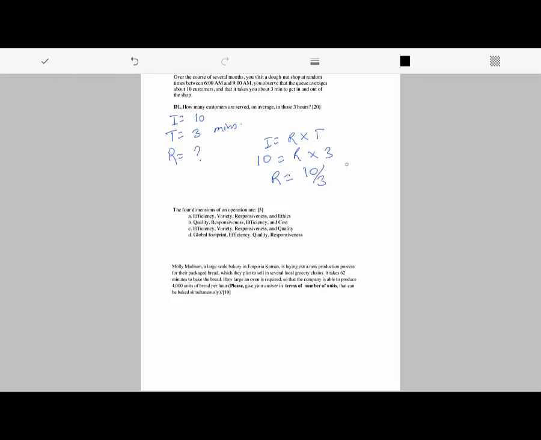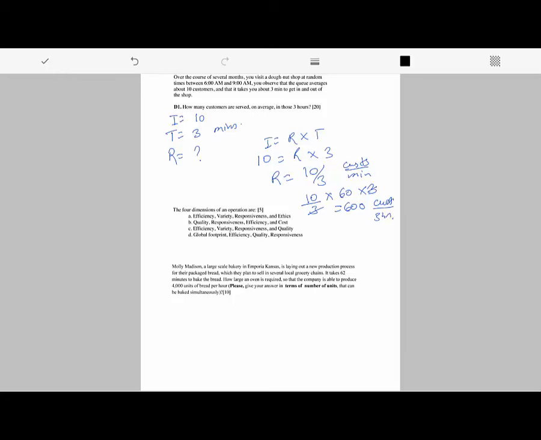But remember, this is in terms of customers per minute. On average, 10 over 3 customers arrive per minute. I don't want it in terms of minutes, I want it in terms of 3 hours. So 10 over 3, if we convert into hours, that would be times 60. We need 3 hours, so times 3, and the 3s cancel. So it is 600 customers in that 3-hour period.